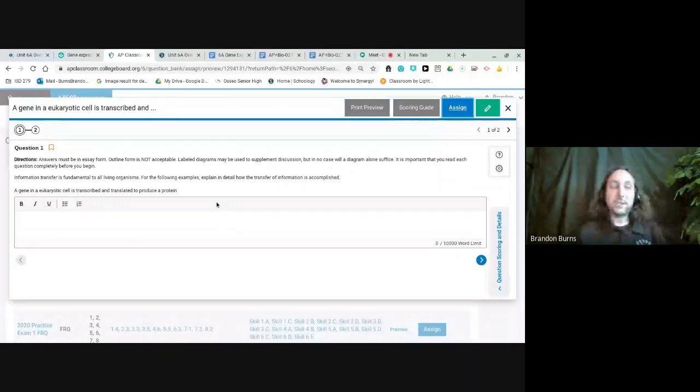So this FRQ question asked, the first one asked you to explain how information is transferred, which is fundamental to all living things. Explain in detail how the transfer of information is accomplished. So you start with the fundamentals, which is that DNA becomes mRNA, which transfers to the ribosome, then tRNAs bring amino acids to produce a protein, right? That's the transfer of the information. We don't need to know anything past that point, because by then the information transfer has been completed. It is a function. It is a protein.